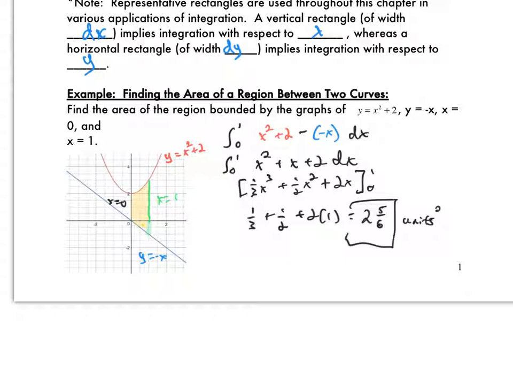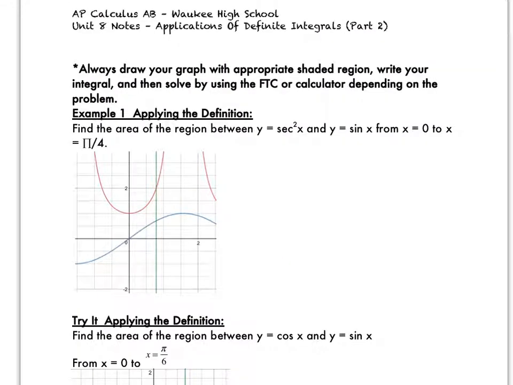So let's go to another example here. And as I go to the example on the next page, you always want to draw your graph with an appropriate shaded region, write your integral, and then solve by either using the fundamental theorem of calculus, and to be specific, we're probably looking at part 2 here, the part where you have to do the substitution in on the antiderivative. Or sometimes a calculator is really helpful to do this problem if the antiderivative can't be found using the fundamental theorem, or you have the privilege of being able to do so.